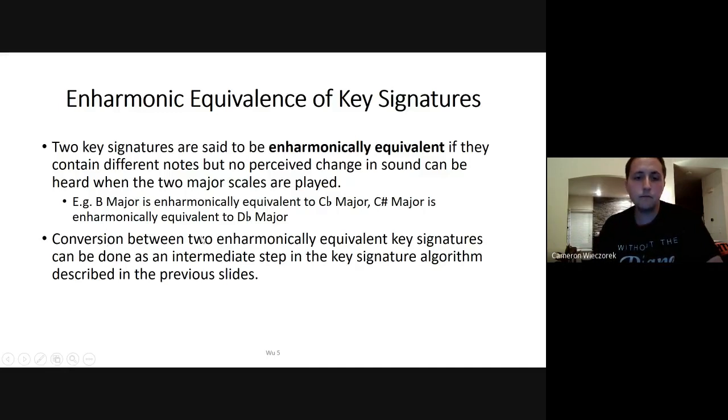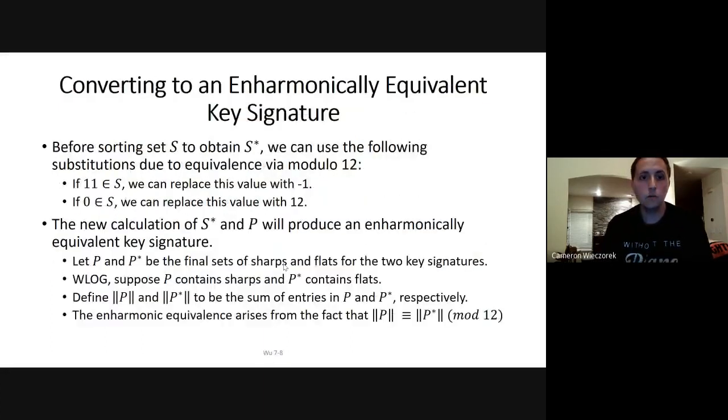And converting between two enharmonically equivalent key signatures actually can be done as an intermediate step in the key signature algorithm that we just looked at. So I'll show you at what point there's a tiny little change. The change happens before you sort the set S to obtain S star. And here's how it works. Because we're working mod 12, we're allowed to add 12 or subtract 12 from any number that we want in our 0 through 11 representation.